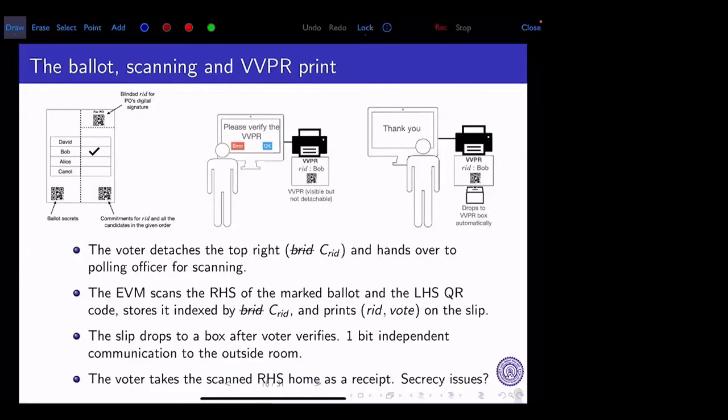So this protocol, how will we prove it? I'll come to that later, but this obviously has some secrecy issues. What are the secrecy issues which will be considered unacceptable in a voting?